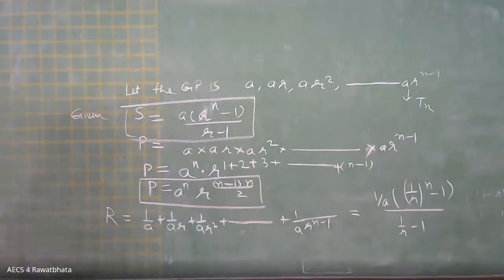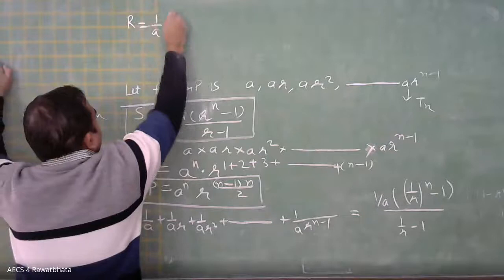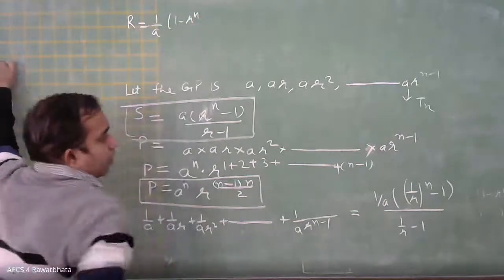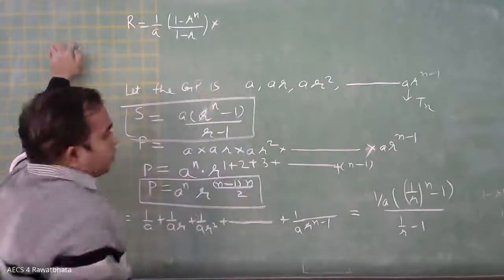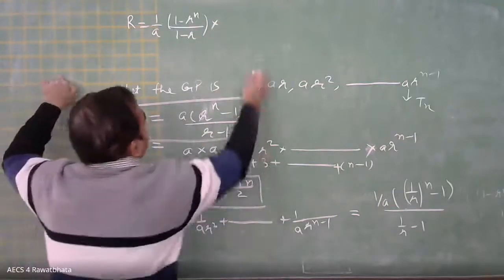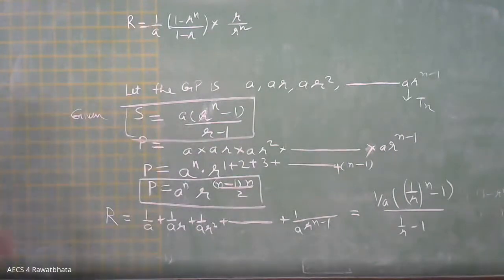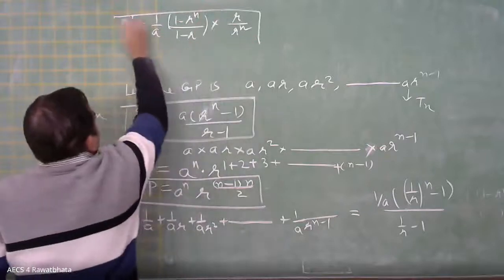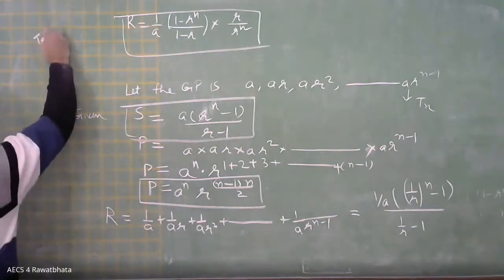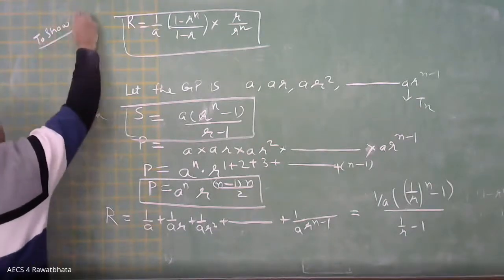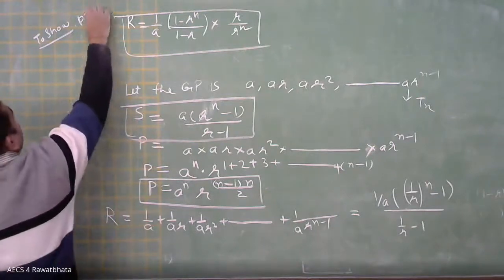So capital R is equal to 1 upon a, 1 minus r raised to power n upon 1 minus r, into r upon r to power n. Right? This is capital R. Then I have to show that P square R to power n is equal to S to power n.